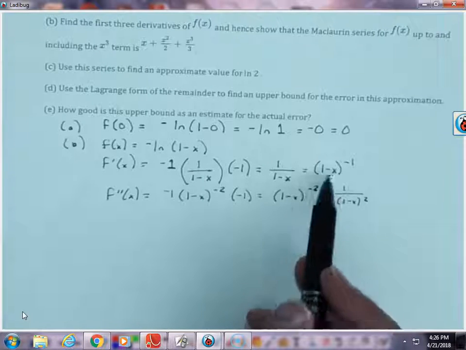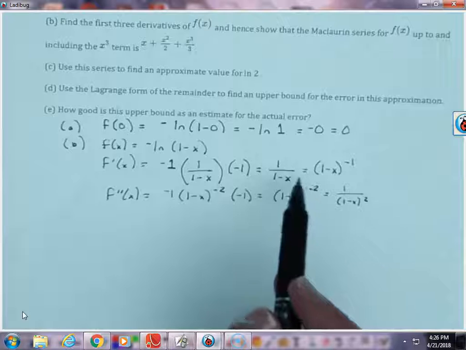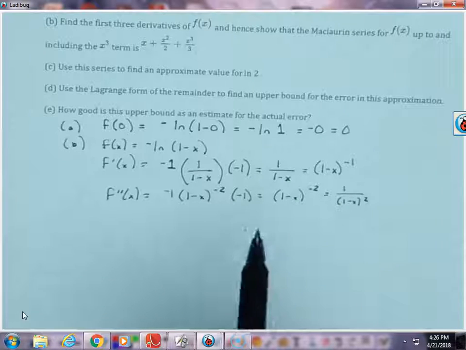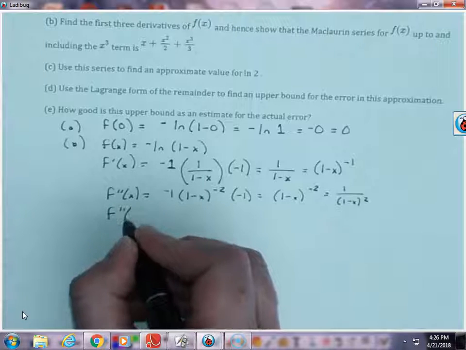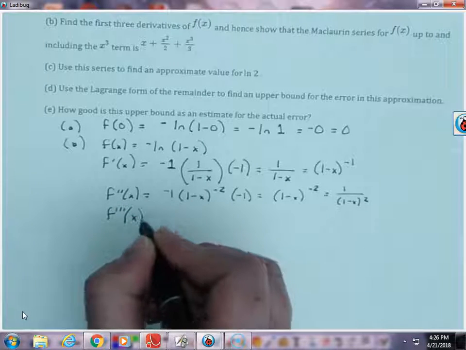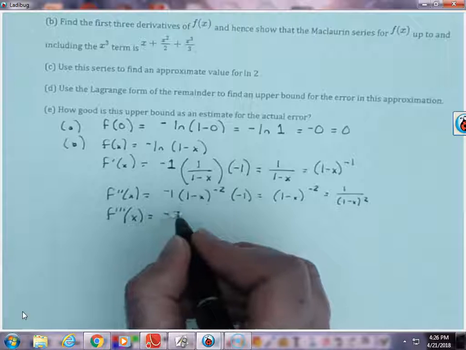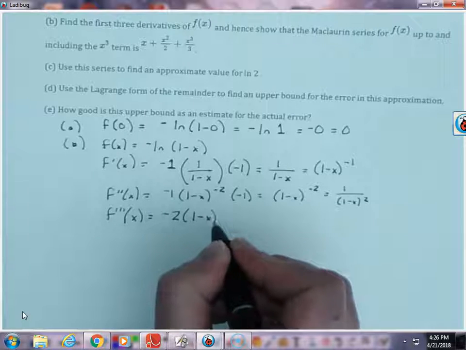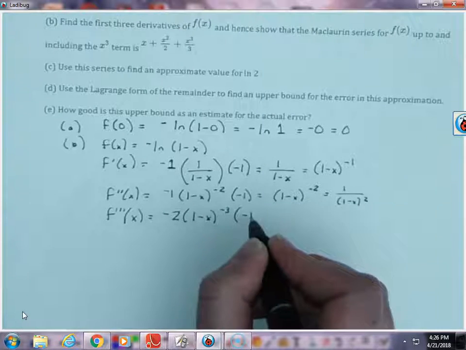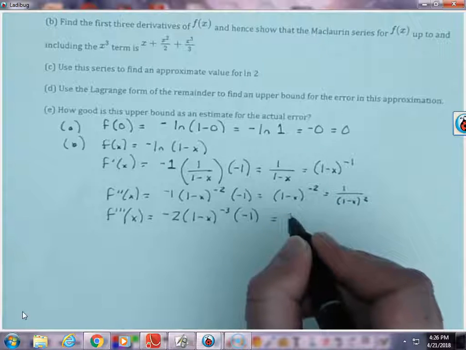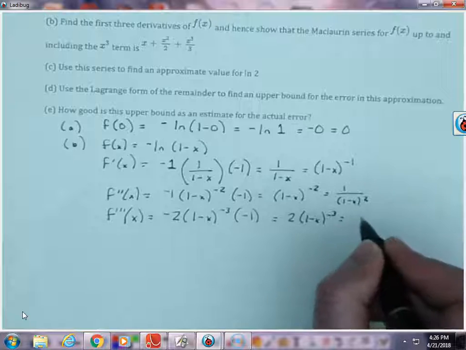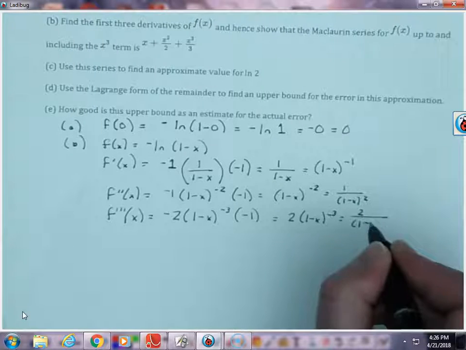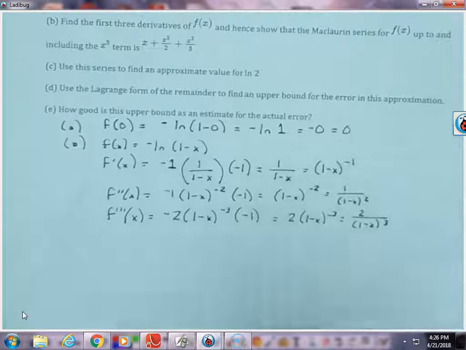Now this is the more convenient form for taking derivatives. This is the more convenient form when I have to evaluate these derivatives at 0. And so one more time, I have the triple prime of x. So I bring the negative 2 to the front, 1 minus x to the negative 3, times the derivative of the inside, so you have 2 times 1 minus x to the negative 3, or 2 over 1 minus x to the third. Okay.